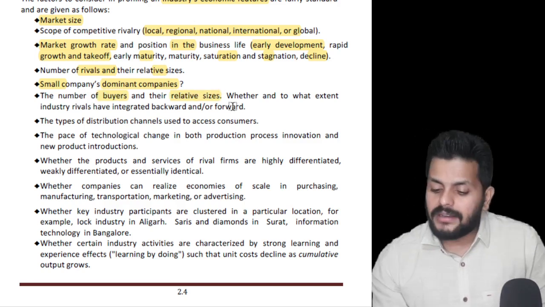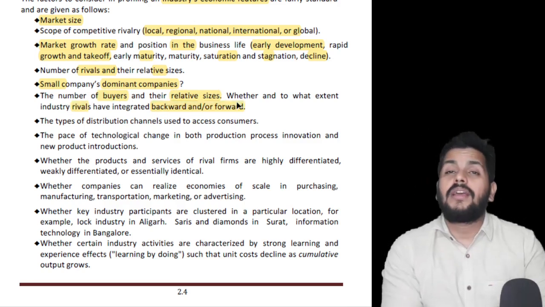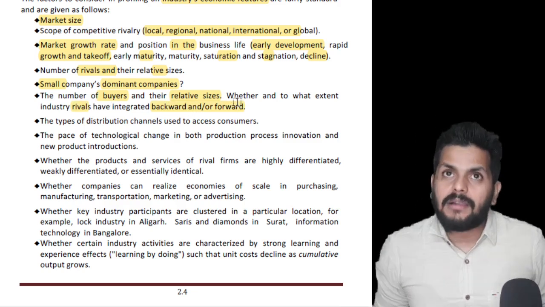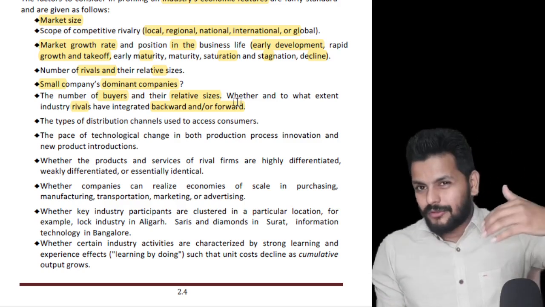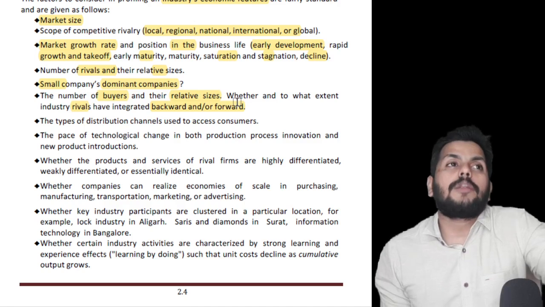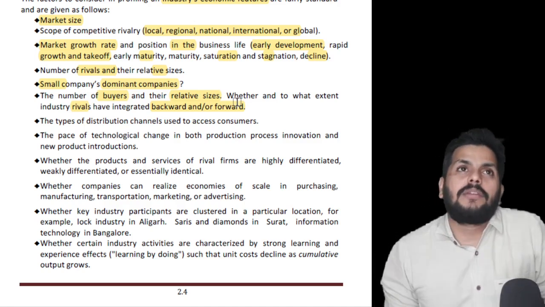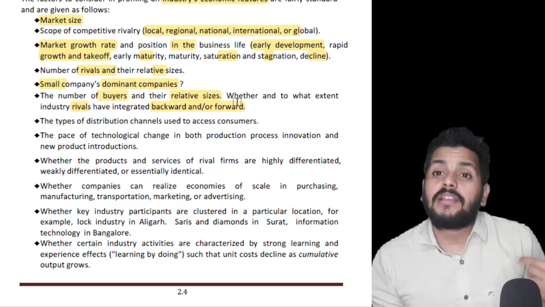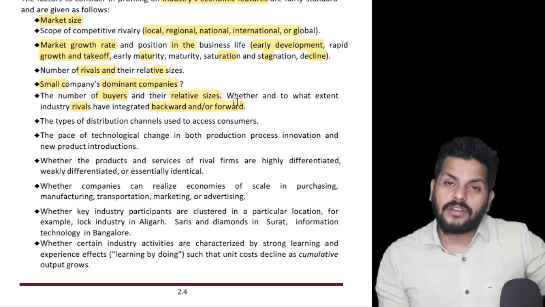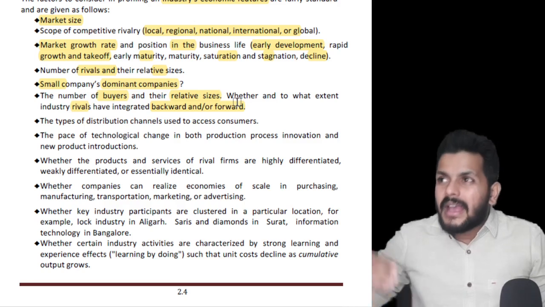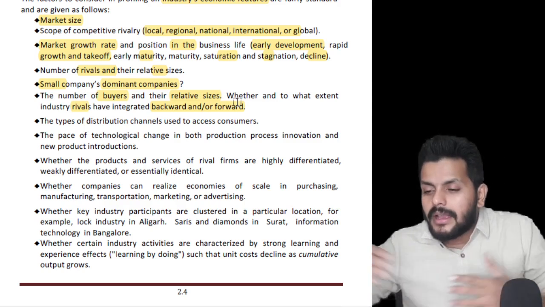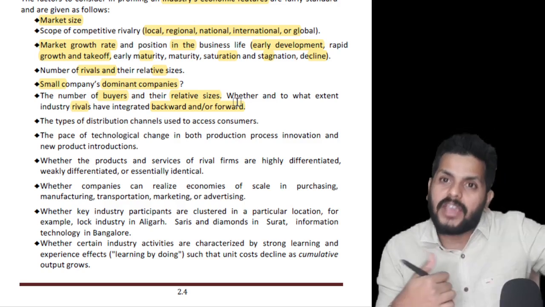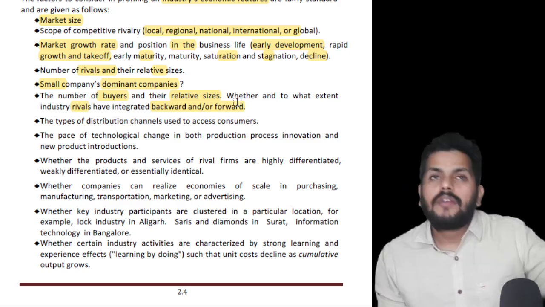Whether and to what extent the rivals have integrated backward or forward. This is the third time you're seeing forward and backward integration. Don't worry, we will discuss that in the fourth chapter in detail, but for now just understand that forward or backward integration is about owning more parts of your business. Right now if somebody else is supplying the raw material, and you yourself get into that raw material business also, that's called backward integration. And let's say for now you are doing manufacturing, and then you want to do distribution, and if you are owning the distribution also, it is called forward integration. So owning more parts of your business chain is called forward or backward integration. For now just remember that.